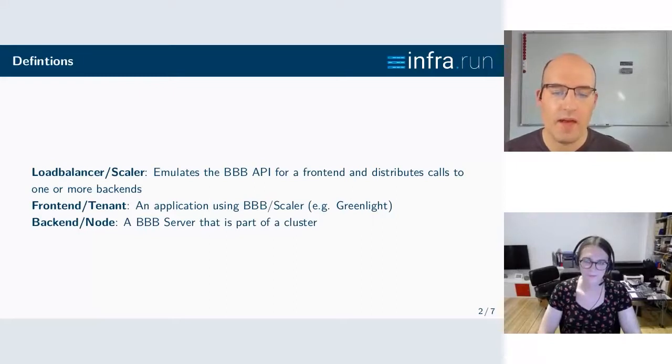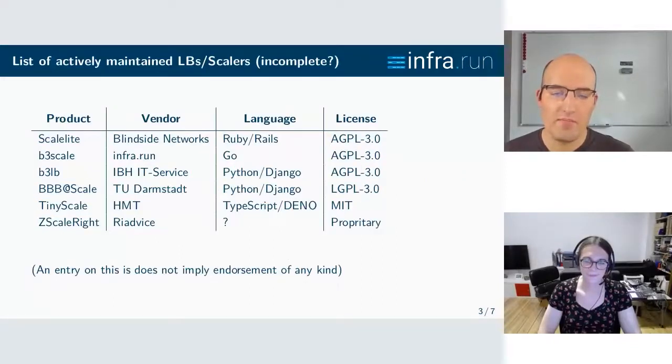So this is any application that uses BigBlueButton through the scaler, for instance, Greenlight, and the backend is the same as a node. It's just a BigBlueButton server that is part of a cluster. So I was trying to compile a list of actively maintained load balancers / scalers, which for the purpose of this talk, I will treat equivalently. There is obviously Scalelite from Blindside.